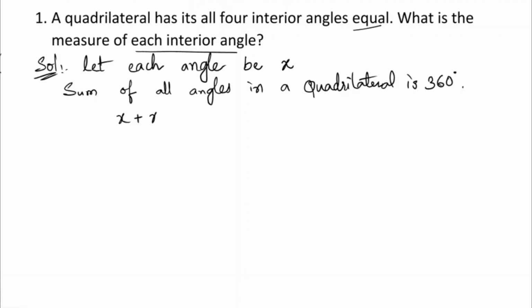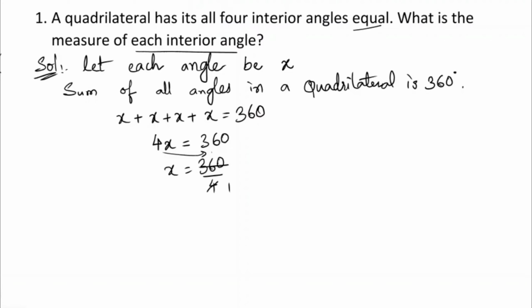x. So x plus x plus x plus x is equal to 360. So 4x is equal to 360. 4 goes down. x is equal to 360 by 4. 4 ones are 4, 4 nines are 36, 0 as it is. x is equal to 90 degrees.